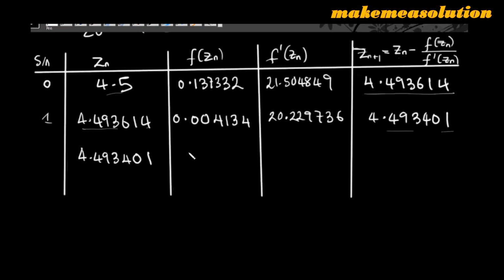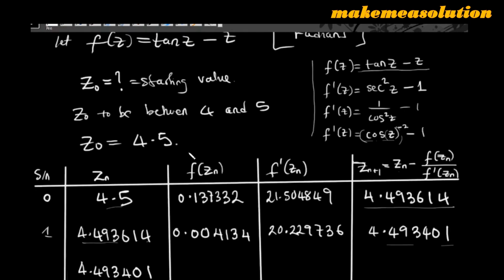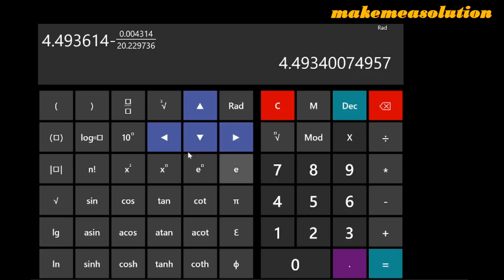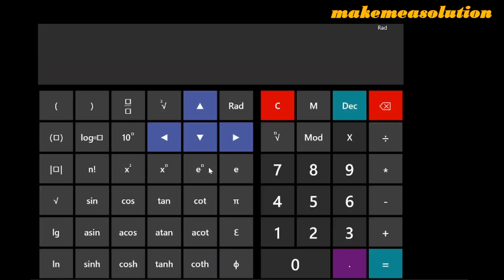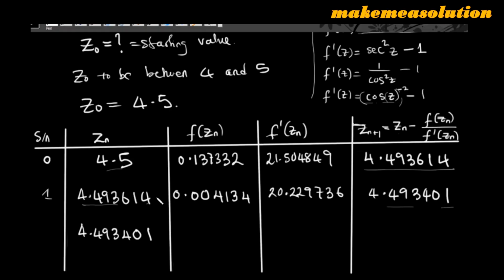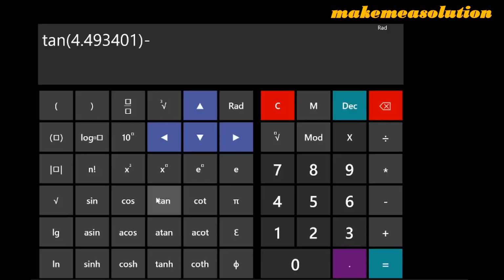Our f of z is what? Very good, tan z minus z. So with this new value we just computed, which is our new start value, we'll compute the f of z, which is tan z minus z. So tan z, which is the 4.493401, tan z minus z, minus 4.493401.